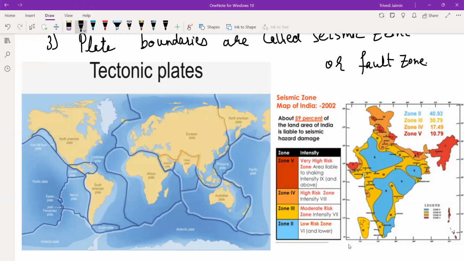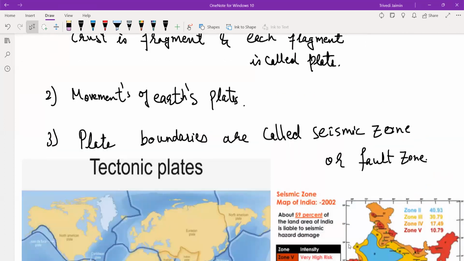Okay. Let's go back to our next thing. Enough photos. Okay. So what are we discussing? Plate boundaries.